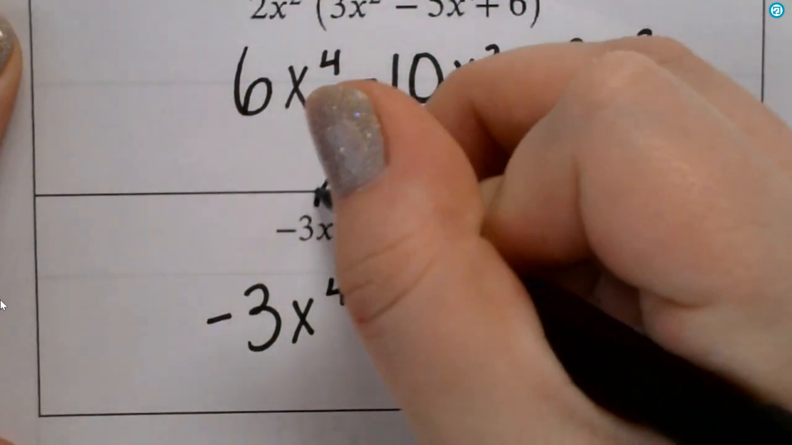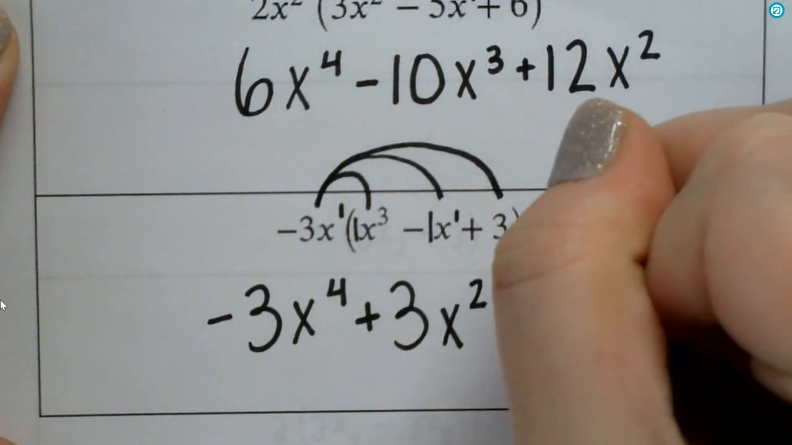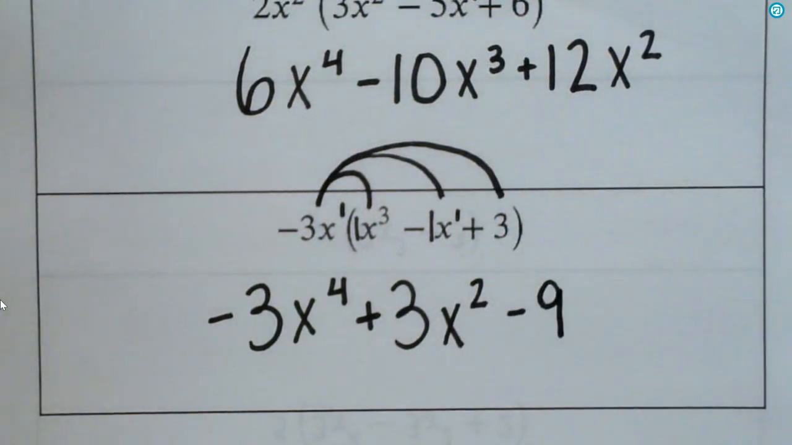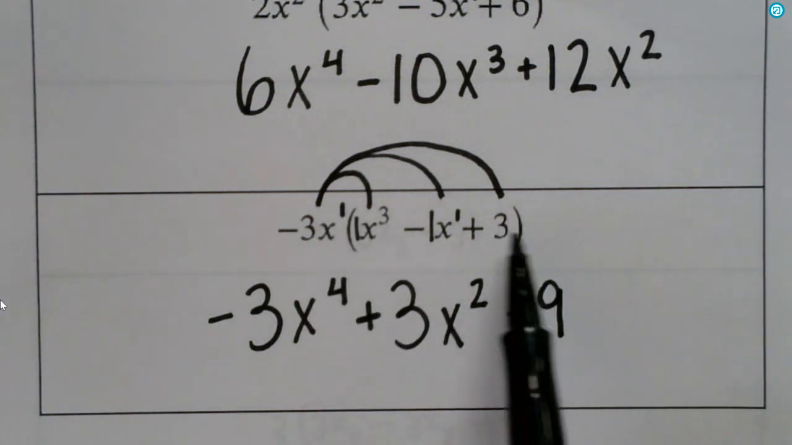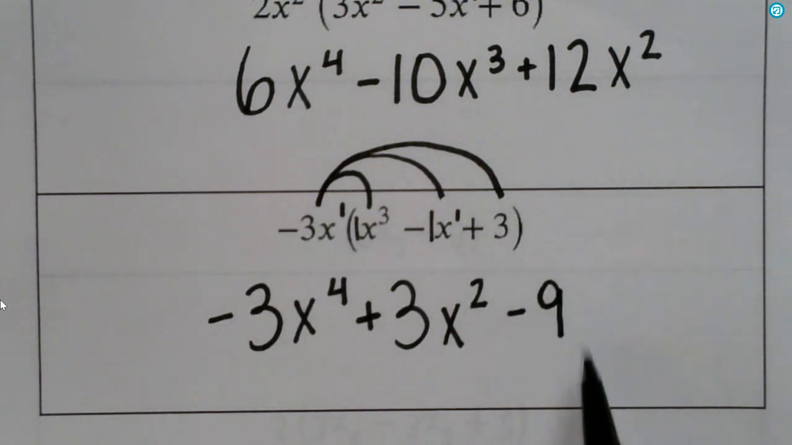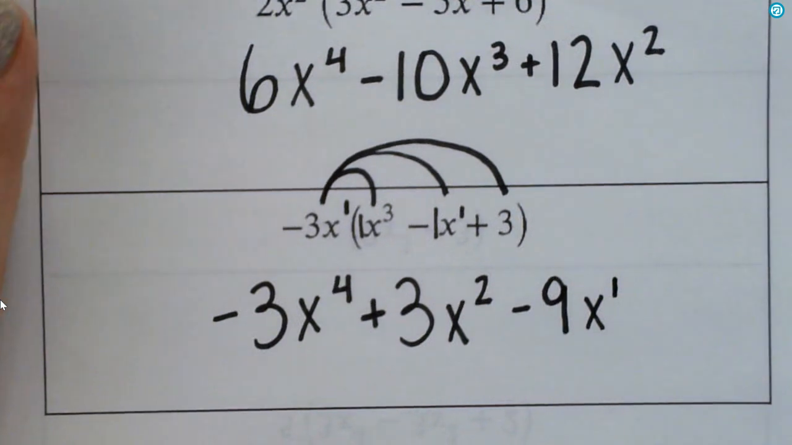And then negative 3 times positive 3 is negative 9. And then again, I distribute out my exponents too. I've got x to the first here. I've got none here. So 1 plus none is still 1. So this is x to the first here. So each step, you are multiplying your coefficients, adding your exponents.